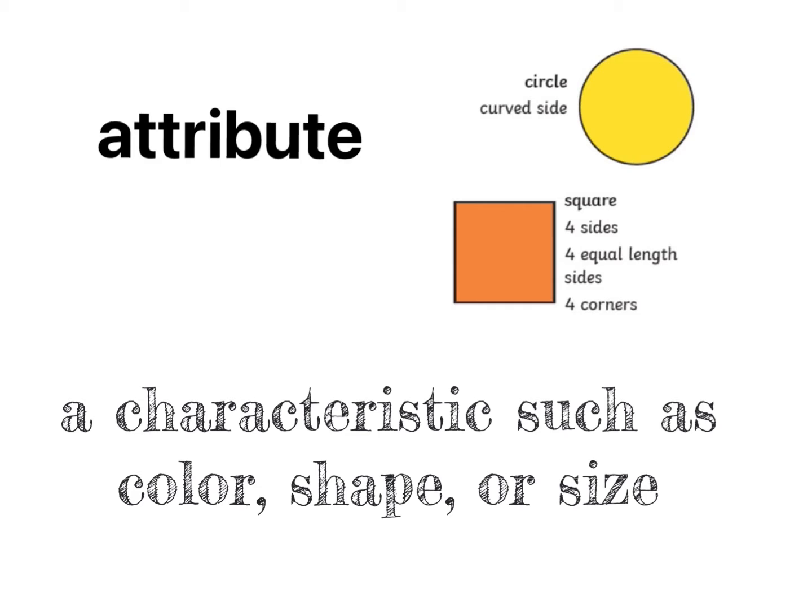The next word I want to go over is attribute. An attribute is a characteristic such as a color, shape, or size. So if you look at my examples, you can see this circle has a curved side, and the square has 4 straight sides with 4 equal length sides and 4 corners.